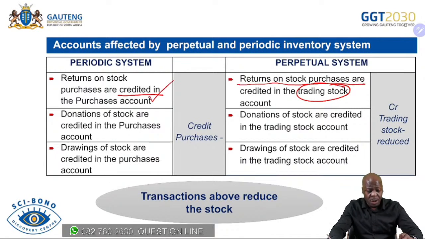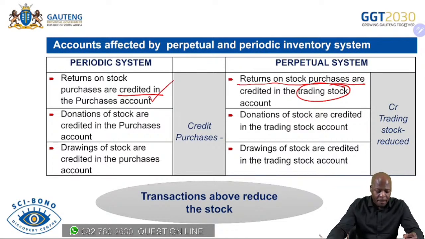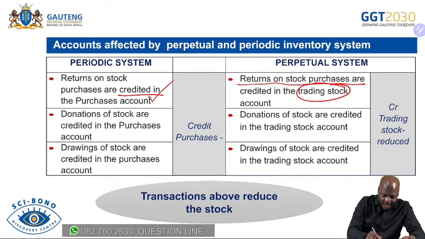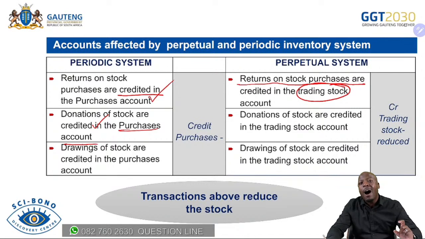Let's talk about donations. Donations, we have donated goods, maybe to an orphanage. How do we record such donations when we use the periodic inventory system? When we use the periodic inventory system and there are donations, such amounts are credited in the purchases account. All right? So remember, the key aspect in the periodic inventory system is your purchases account.